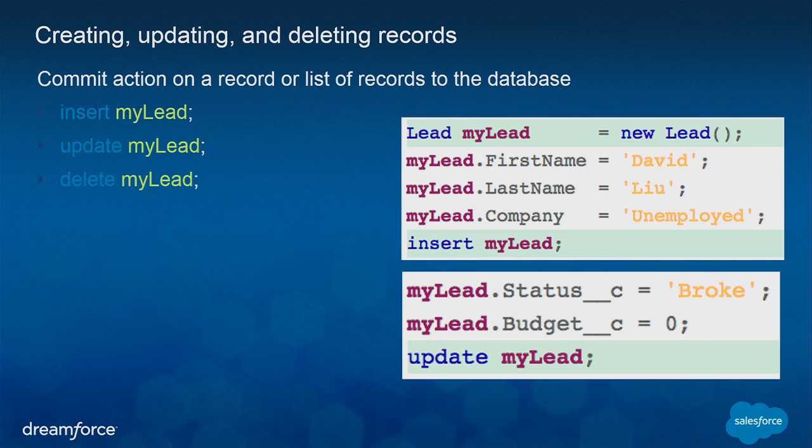myLead.budget__c equals 0. We can take those two values and just update the lead. The lead got inserted into the database. That means a new lead was created, and the update is just for that specific lead.